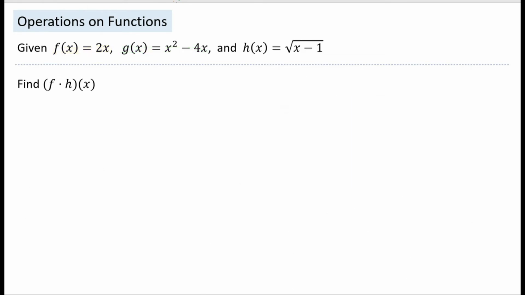Let's find f times h of x, which is f of x times h of x. We get 2x times square root of x minus 1.